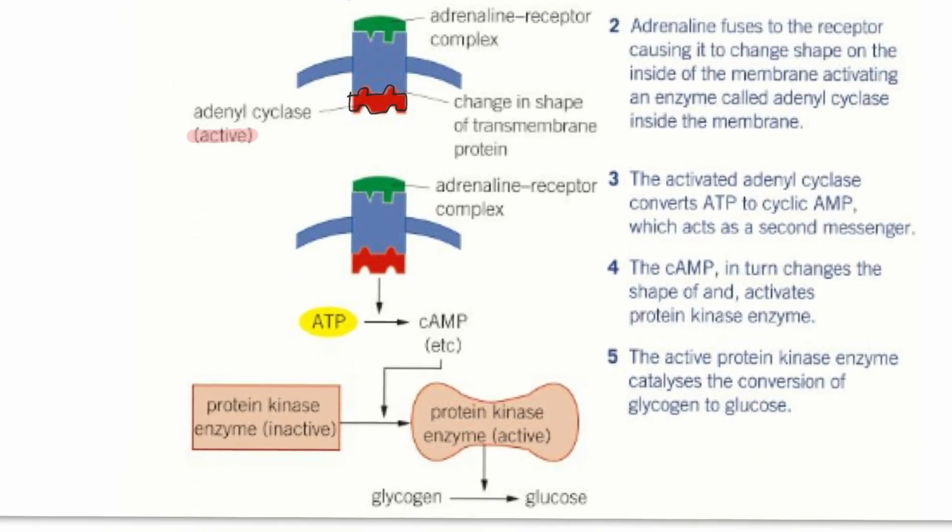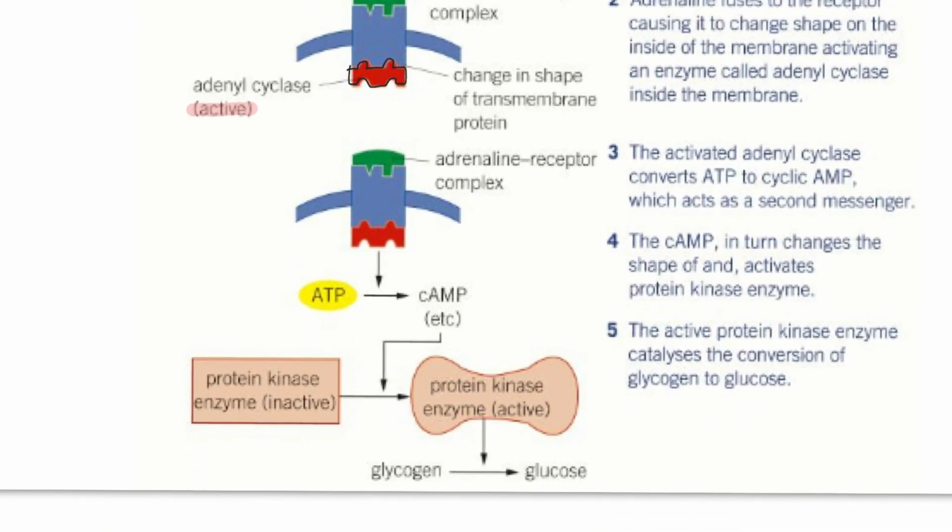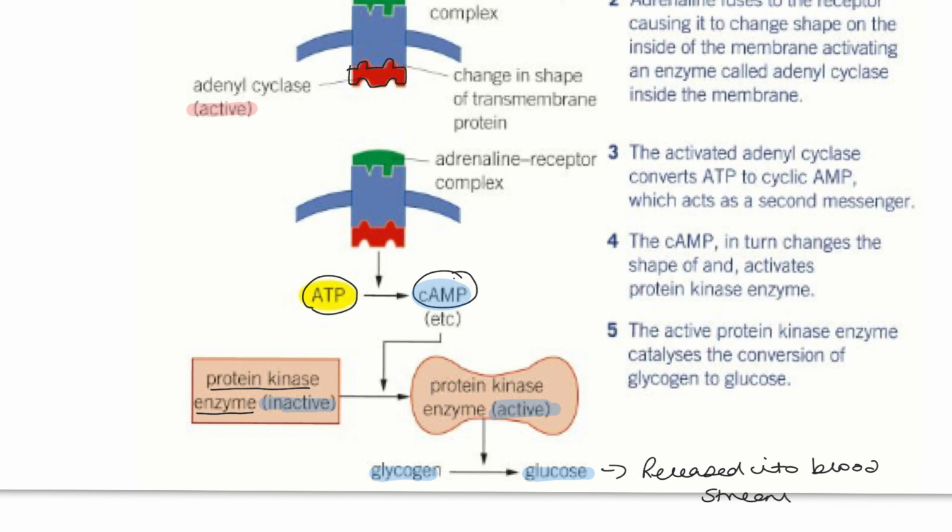So what happens next? The adenyl cyclase converts ATP into cyclic AMP. So now we've produced cyclic AMP. The second enzyme that you need to know about is an enzyme called protein kinase. It sits in its inactive version until it comes into contact with cyclic AMP. Cyclic AMP activates protein kinase. So now we've got active protein kinase. Protein kinase then converts glycogen into glucose, and then that glucose can be released into the bloodstream to increase the blood glucose levels, and that's how adrenaline increases your blood glucose levels.